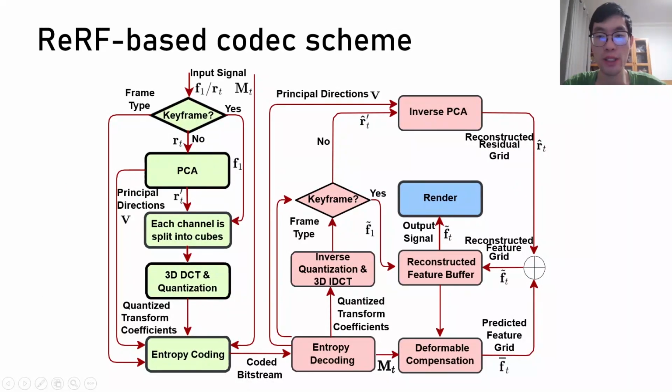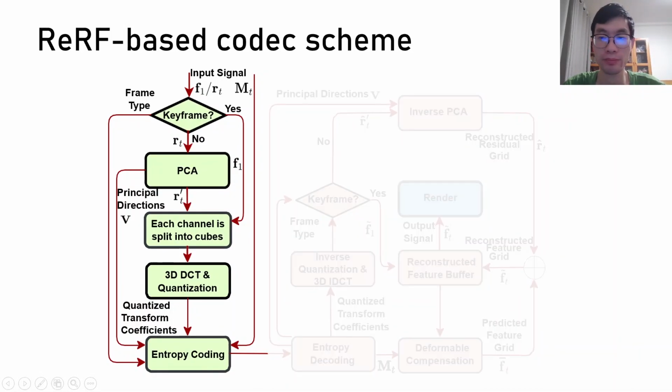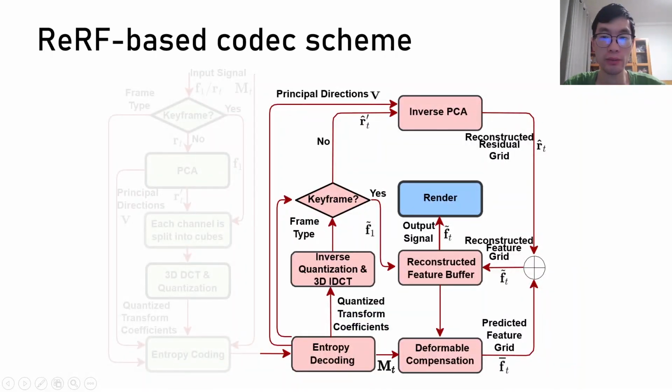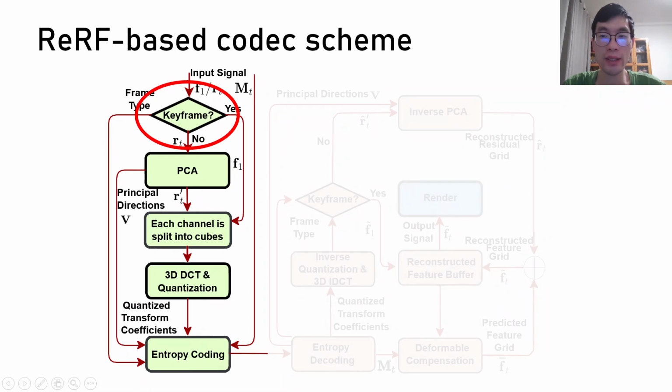And now let's go to the detailed architecture of our REF-based codec scheme. Mainly contains two parts. The encoder is in green and decoder is in pink. When the signal is input, we will first judge whether it is keyframe or not. If it is not, an additional PCA module is needed to further compress the residual feature grid.